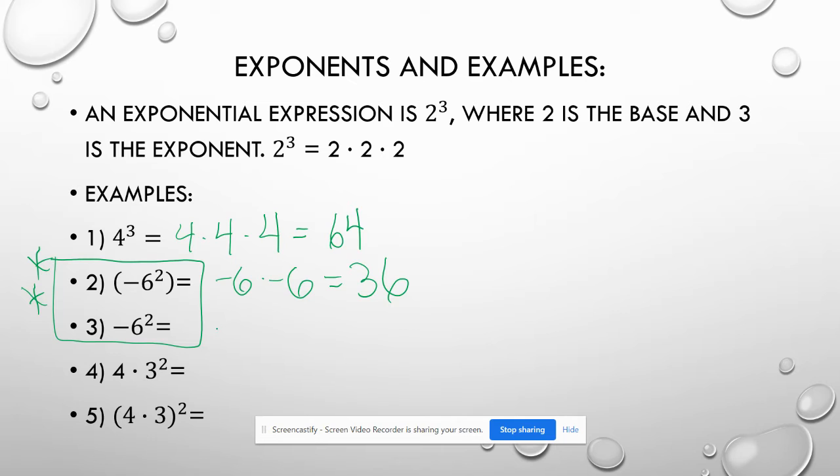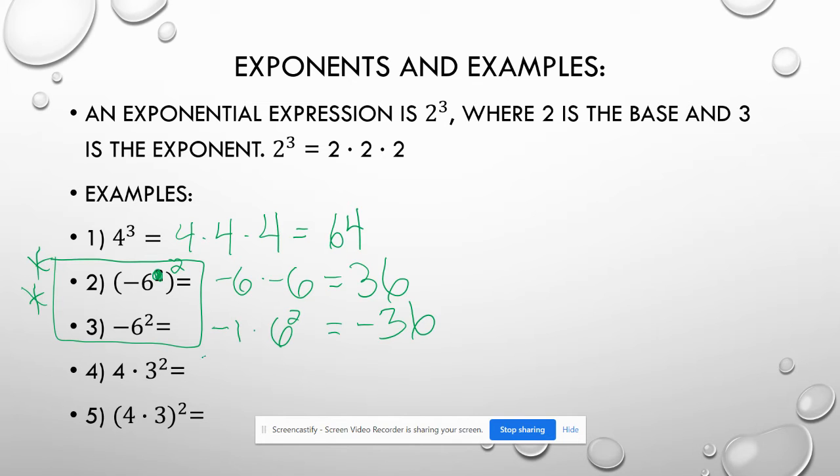-6 squared means -1 times 6 squared. So square 6 and then multiply it by -1. So that's -36. And actually, I made a typo. That should be on the outside. I apologize for that.